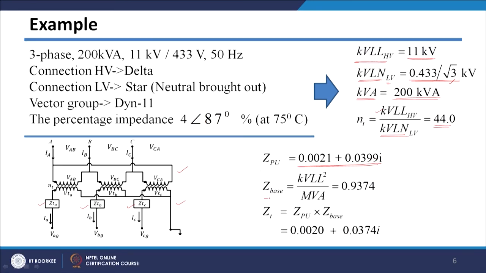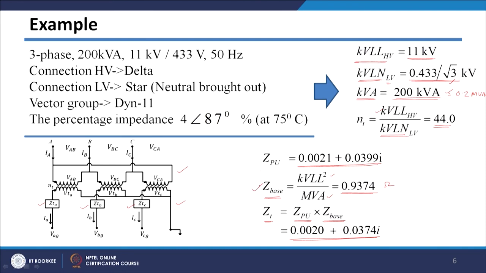Z base impedance, we know, is kV line to line squared divided by the MVA rating of the transformer. From the kVA rating, the MVA rating will be 0.2 MVA. By doing that you get your base impedance, which is 0.9374 ohm, and then the actual impedance of the transformer will be your per unit impedance multiplied by your Z base, which gives the actual impedance. We are assuming that this impedance is there in all 3 phases, and this impedance is calculated on the secondary side.